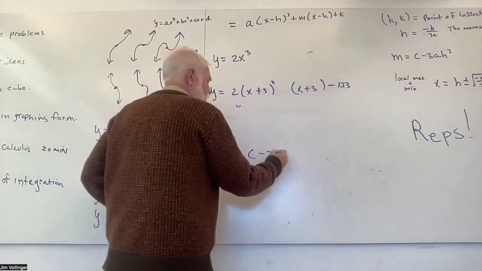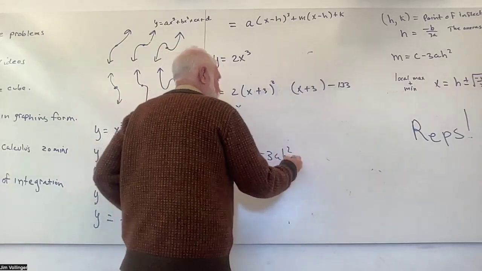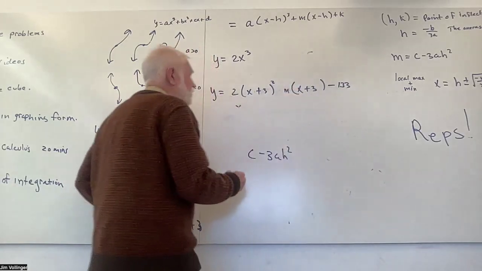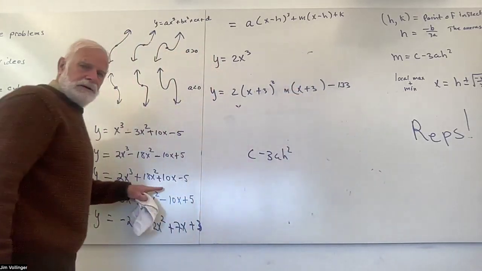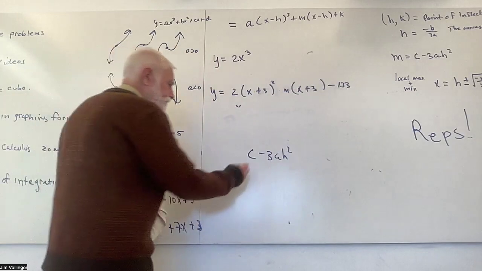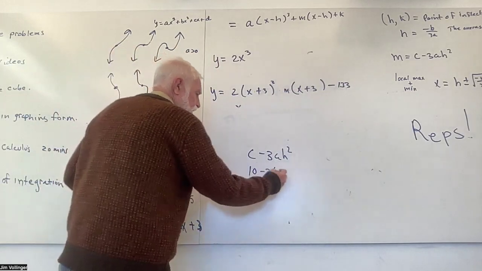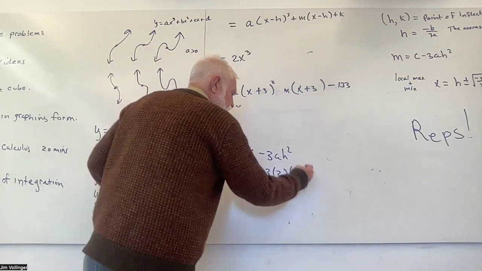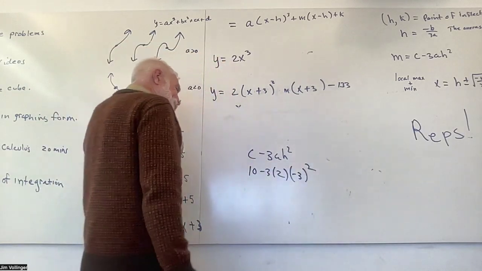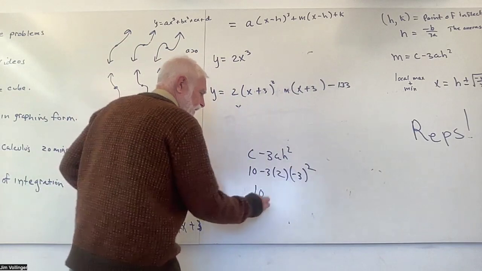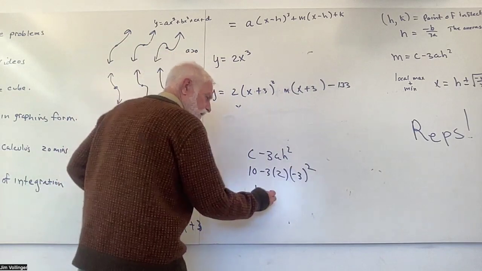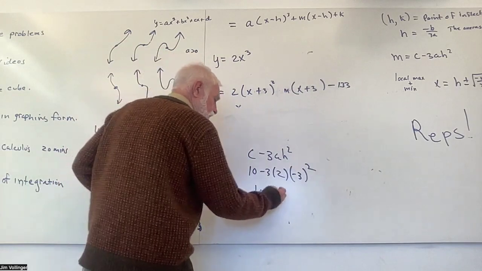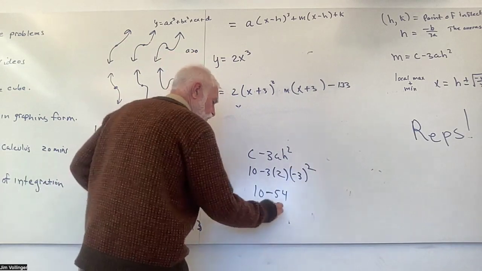C minus 3AH squared is that multiplier. So C in this case is 10, minus 3 times 2 times, what did we say it was? Negative 3 squared. All right, that gets me 10 minus 54 again, which is minus 54. 10 minus 54 is minus 44.